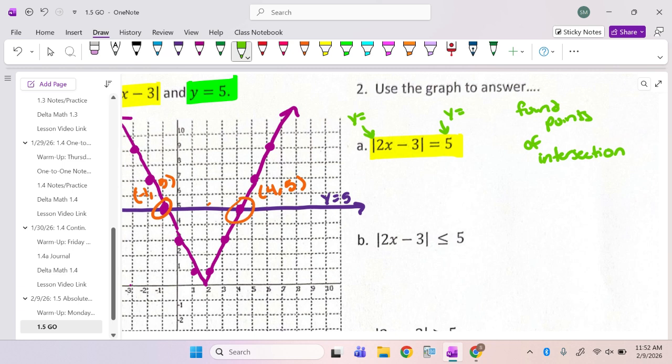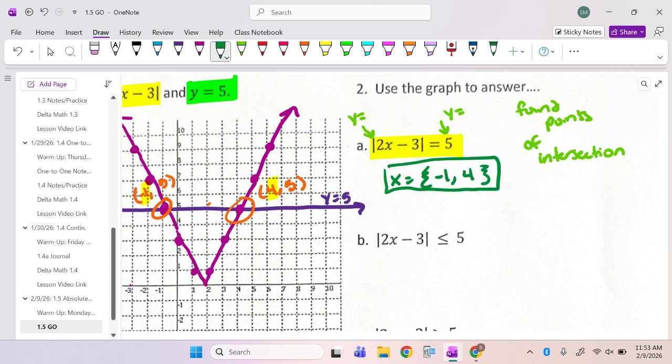And remember, since we're solving for x, what do you think is the only part of the point I'm going to use? The x values. So -1 and 4, since we solve for x, that's the only thing I have to do. So x is equal to the set of -1 and 4. Now, that's solving an equation. Pretty easy, right? Put it in, click where it intersects, boom, you got your answer.